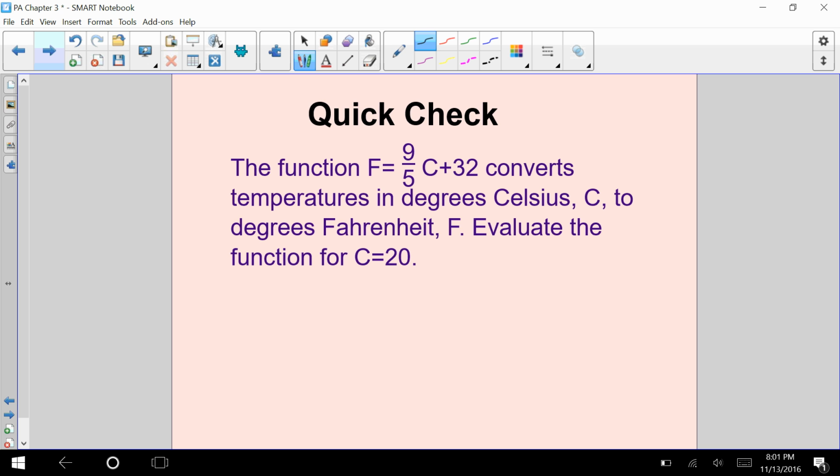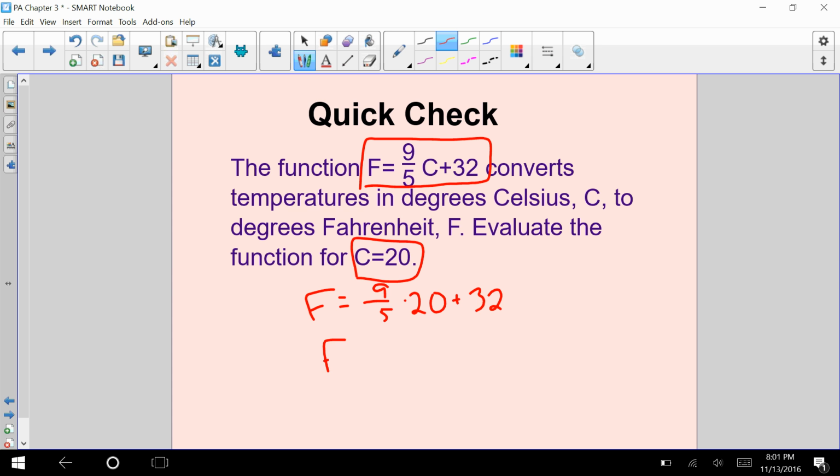Try this one. The function f equals 9/5 c plus 32 converts the temperature in degrees Celsius to degrees Fahrenheit. Evaluate the function for c equals 20. To do this problem, you're going to take our function rule and our input, and let's find our output. So let's plug in c to 9/5 times 20 plus 32. Well, 9/5 times 20 is 36. You can do this by taking 20 divided by 5, which is 4, times 9 makes 36, plus 32, so that means f equals 68 degrees Fahrenheit.